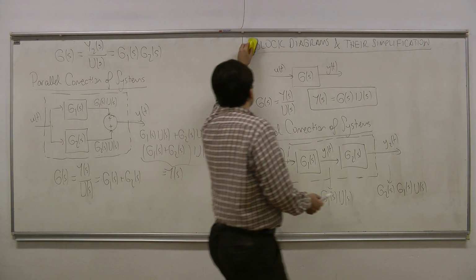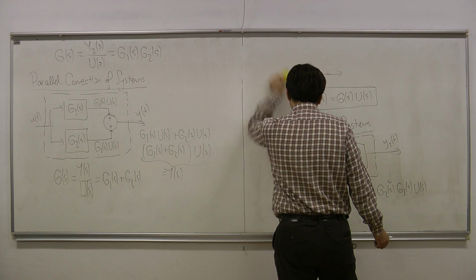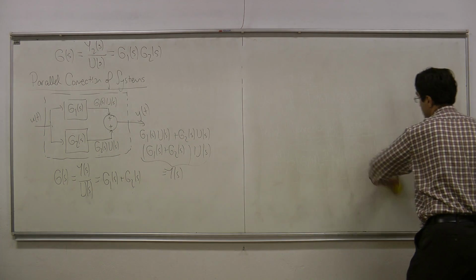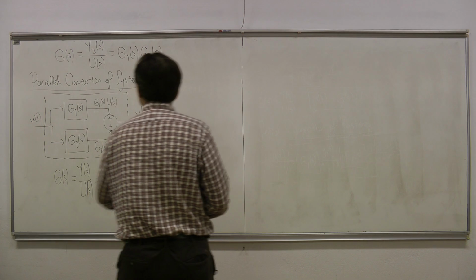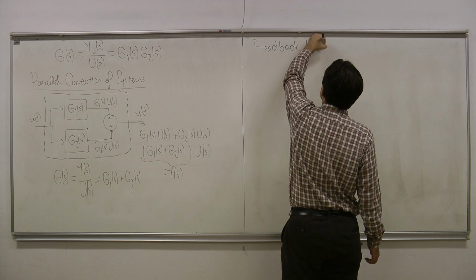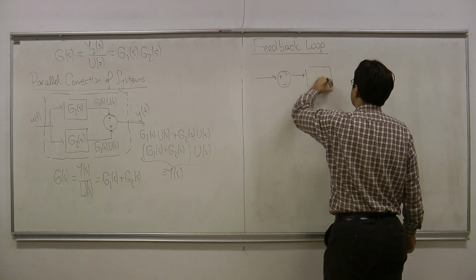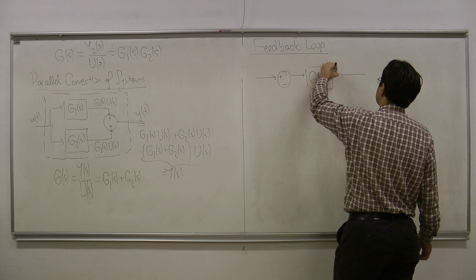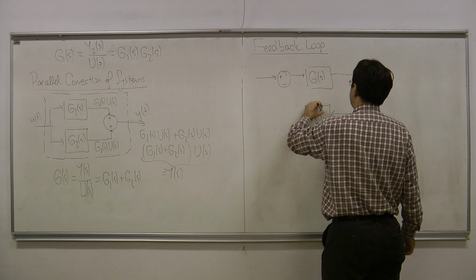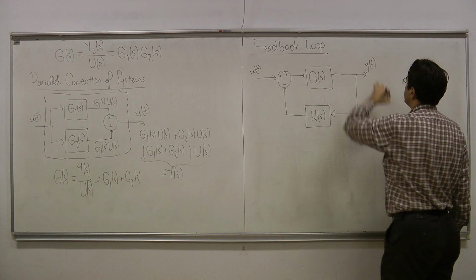Now we're going to see probably the most common connection that we will encounter in this course, and that is called the feedback loop. It is going to be looking like this. I will have a system here. This is going to be called G(s). And I will have a feedback path. This is H(s). So I give the input here, that is u(t), and this is my output, y(t).